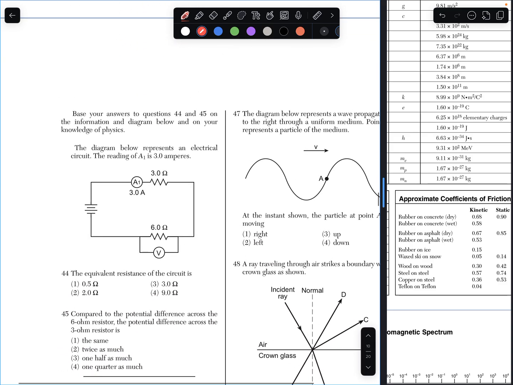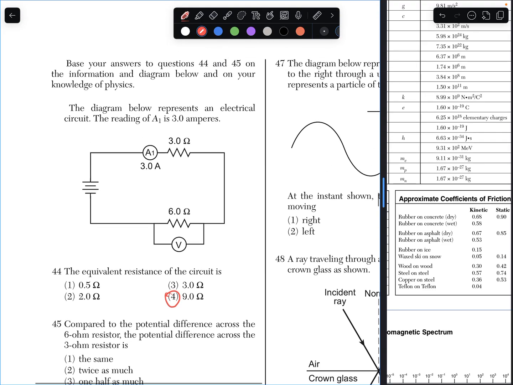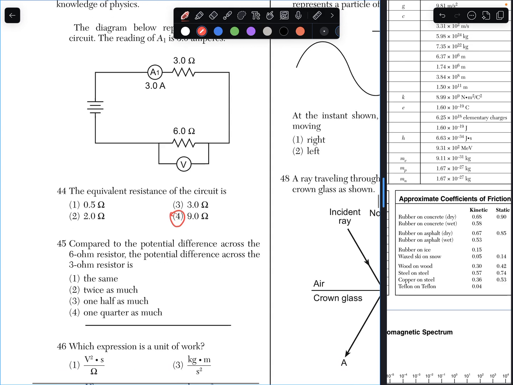Okay. Base your answer on your knowledge of physics. The equivalent resistance of the circuit is, okay, here the resistors are in series, so we just add them up and it becomes 9. So for 44, the answer is 4. Compared to the potential difference across the 6 ohm resistor, the potential difference across the 3 ohm resistor, for 45, is going to be 1/2 as much, because of Ohm's law.